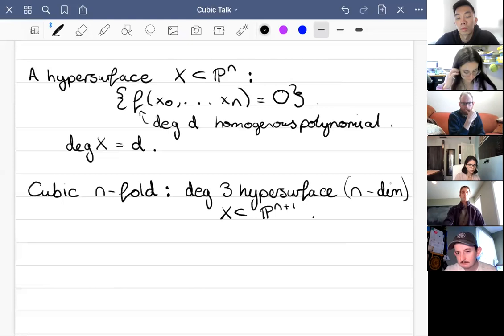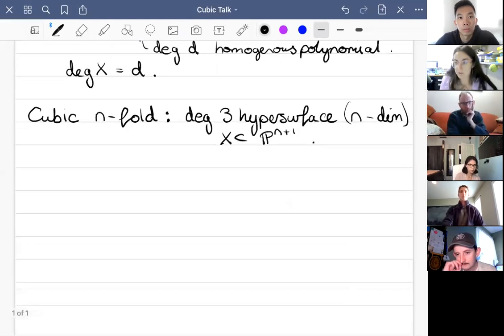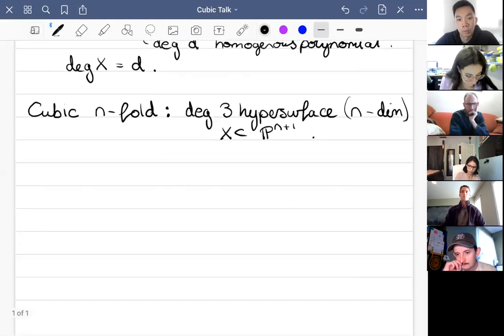Okay. So these are the main players. But before we get into this, let's start in low dimension. I want to start in the projective plane and talk about curves for a little bit.